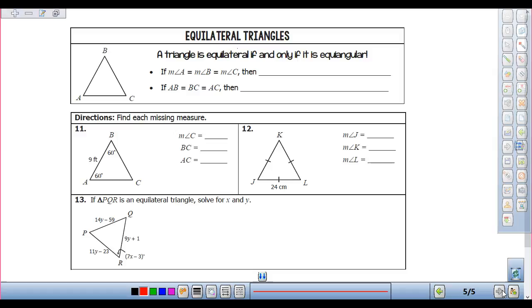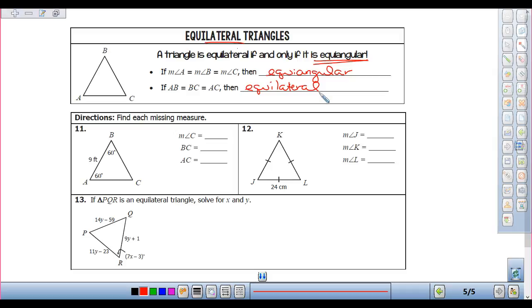All right. Equilateral triangles. Equilateral means that all the sides are equal, because lateral is another term for side. So equilateral means all equal sides. They're also equiangular, which means all equal angles. So if angle A equals angle B equals angle C, then it's equiangular. If it's equilateral, it's equiangular. If it's equiangular, it's equilateral.